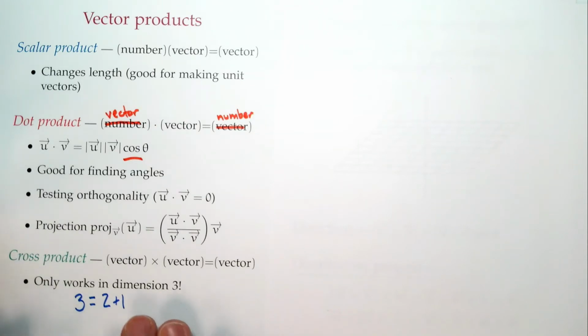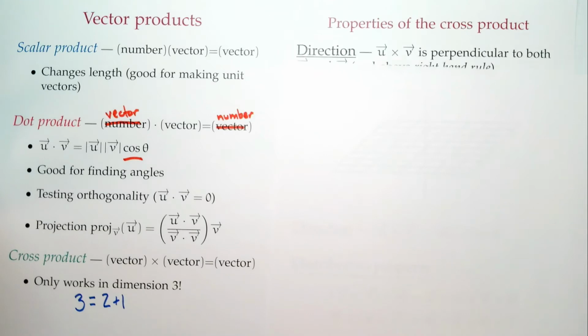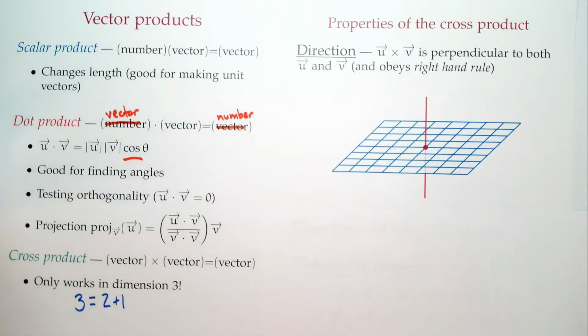If I'm looking for a cross product, which says I want a vector cross a vector to get a vector, let's talk about that vector. What properties does it have? In particular, if I ever have a vector, I need to understand two things about that vector: the direction and the magnitude. So let's start with the direction of the cross product. Here's the rule: u cross v is going to be perpendicular to both the original vector u and the original vector v, and it obeys the right-hand rule.